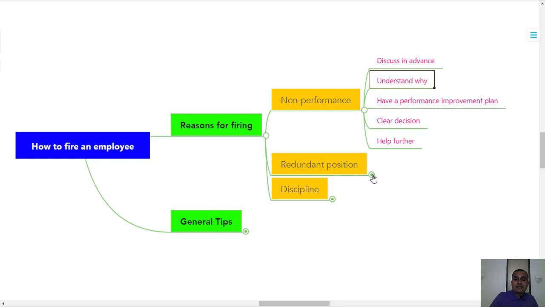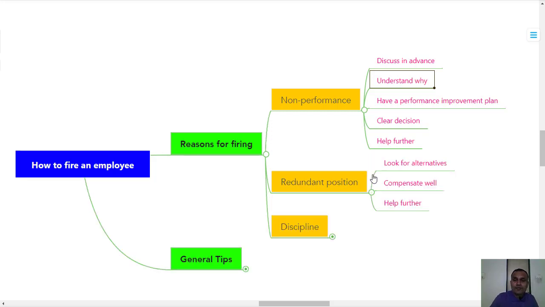Then the second one is the redundant position. Now this unfortunately is something which we have to live with, and it could happen to anyone. So this can be sudden, or this can be in an expected manner, but you have to deal with it. And most of the times the person who is being fired may not be at fault, but just for the sake of the organization and the situation, you will have to do it.